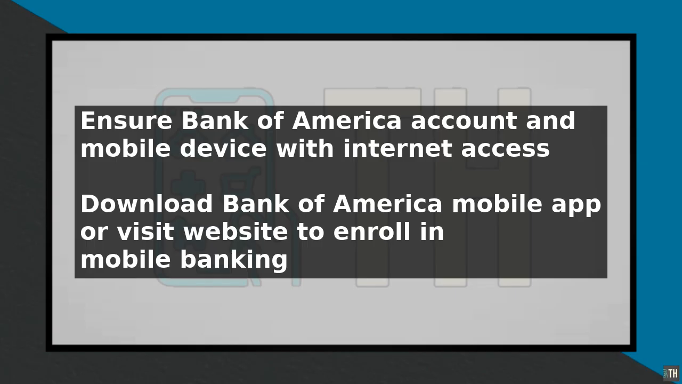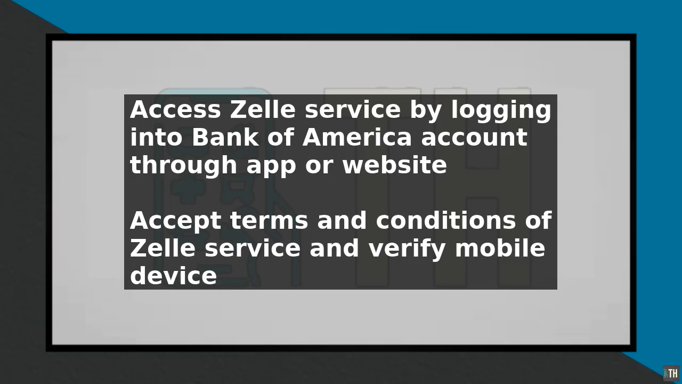After enrolling in mobile banking, you can access the Zelle service by logging into your Bank of America account through the mobile app or website. Look for the Zelle tab or link, and click on it to get started. You will be asked to accept the terms and conditions of the Zelle service, and to verify your mobile device.